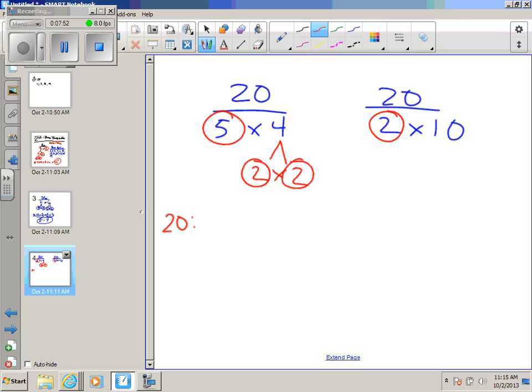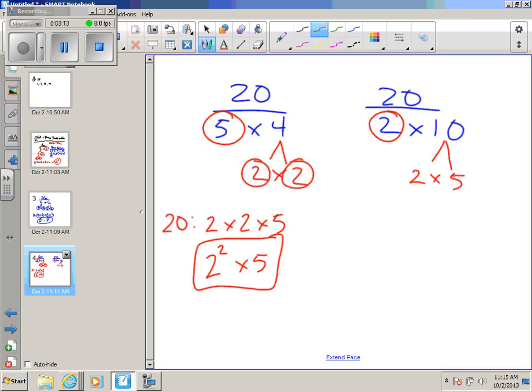So over here, 2 times 2 times 5, if I want to clean it up even more, how many 2's do I have? 2 to the second power times 5. Now let's check the 2 times 10. How are we going to break down the 10? Either way. All right, so over here, in order, I've got 2 2's and a 5. Clean it up.